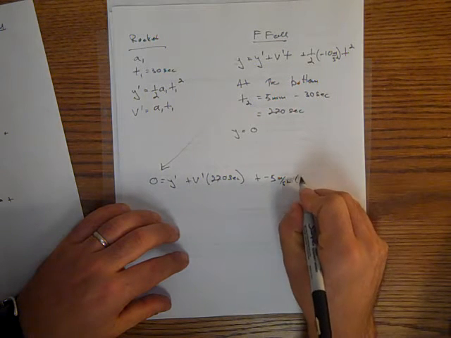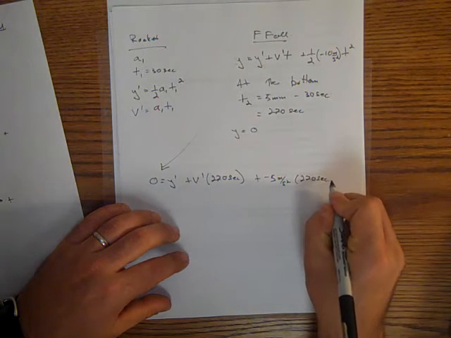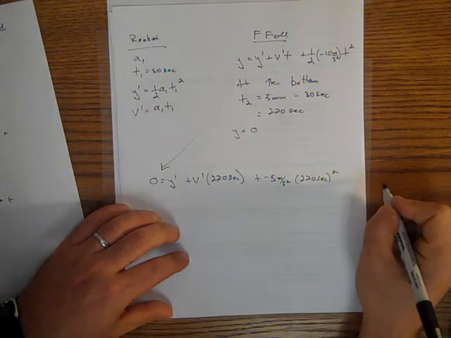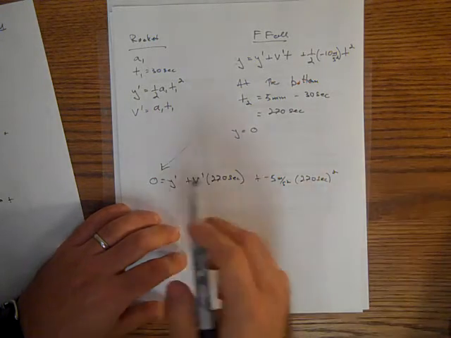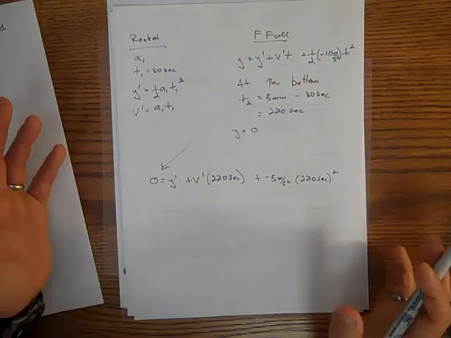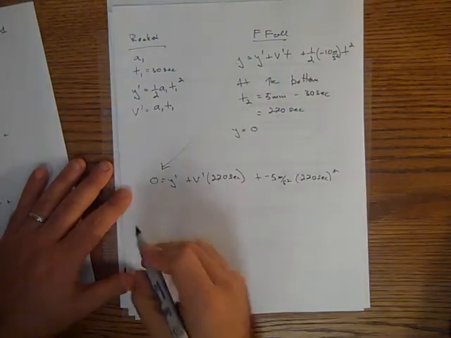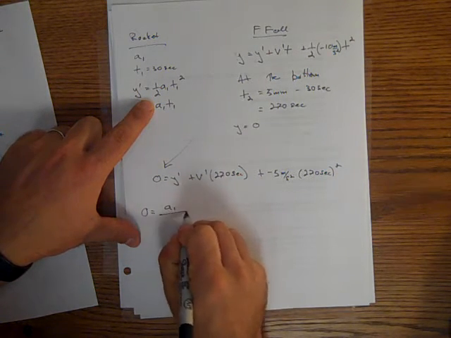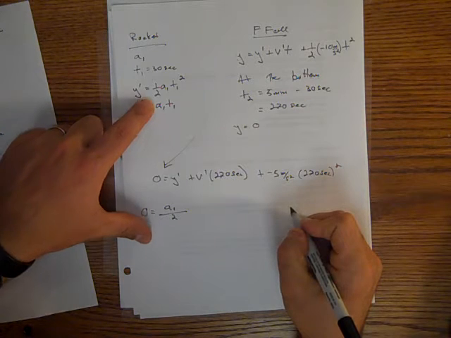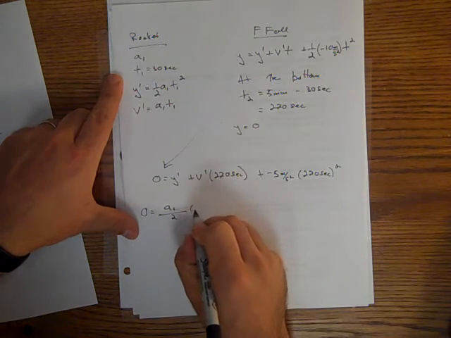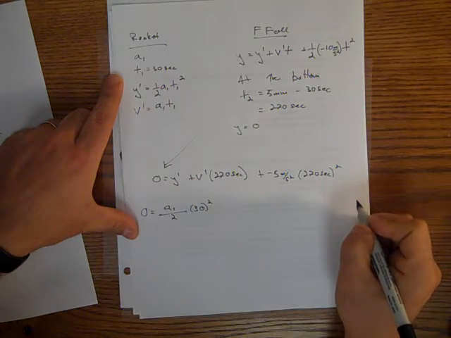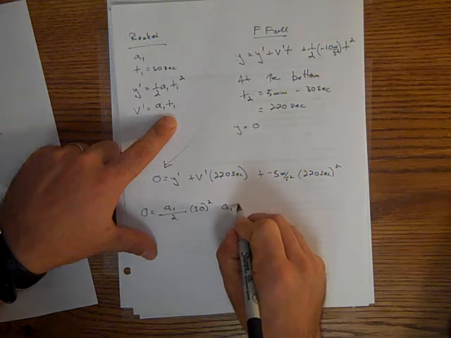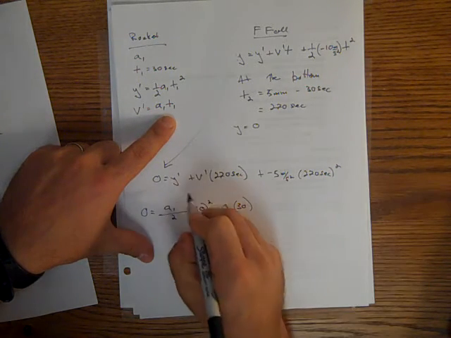Times, again, 270 seconds squared. Now we're after the acceleration here, A1. And so here's the interesting thing about this. It's not clear that we have everything we need yet, but if we just start plugging stuff in here, 1/2, I'm going to put A1 over 2 times T1. Well, I know what that is. That's 30 seconds squared. V prime, well, that's A1 times 30 seconds. That's this first term here.